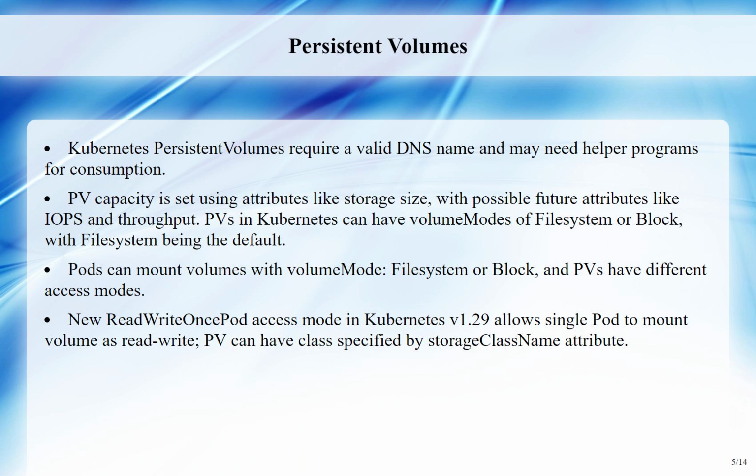The read-write once pod access mode, introduced in Kubernetes v1.29, allows a volume to be mounted as read-write by a single pod. In some cases, the volume access modes constrain where a PV can be mounted, but they do not enforce write protection once the storage has been mounted. A PV can have a class specified by the storage class name attribute, with PVs of a particular class only being bound to PVCs requesting that class.